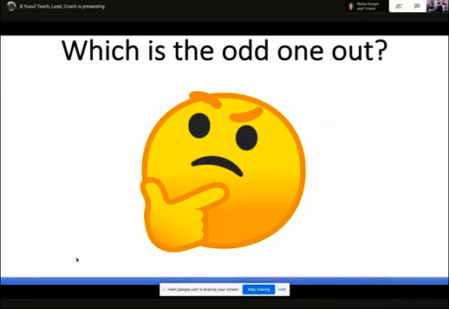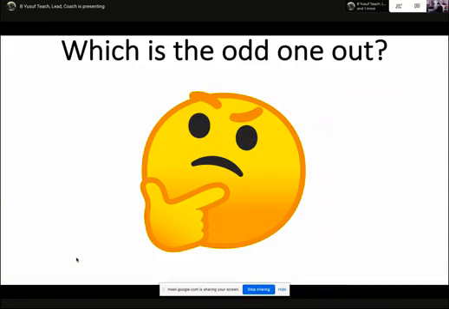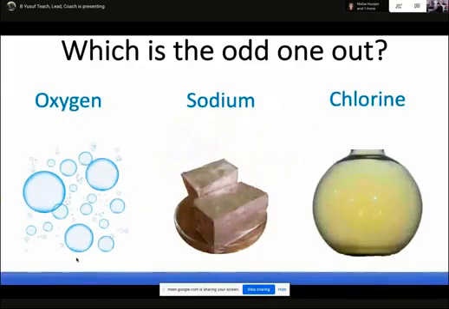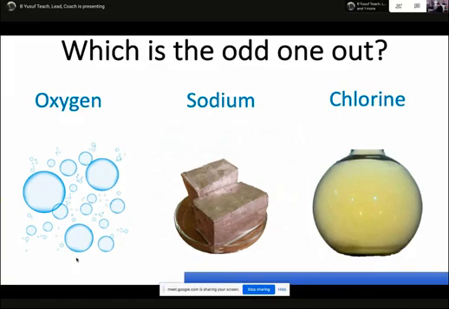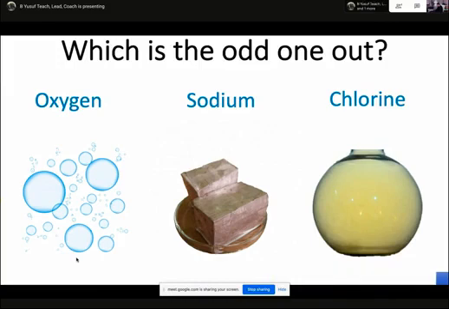So are you ready? Okay, so let's have a go at the first question. So, which is the odd one out of these 3 substances? You've got oxygen, sodium, and chlorine. You can notice that the blue bar is moving really quickly across the bottom. Which answer did you select?